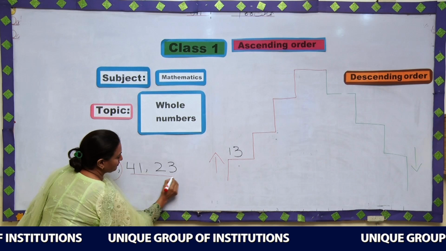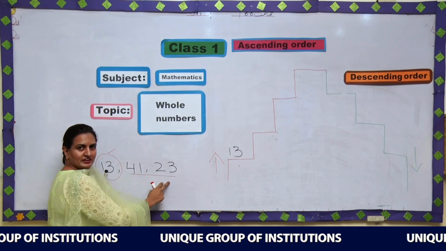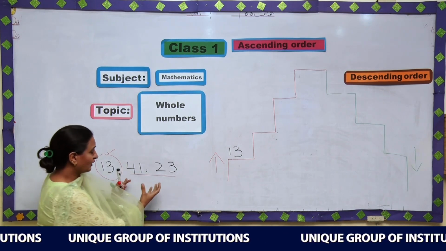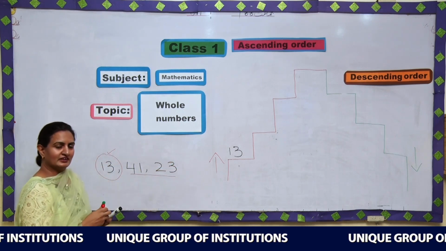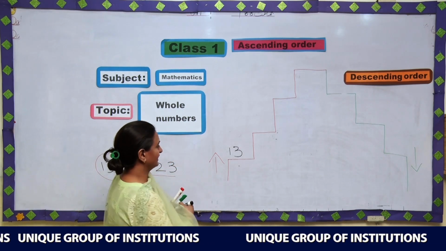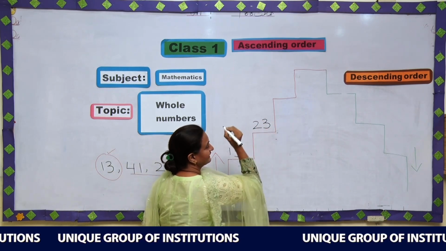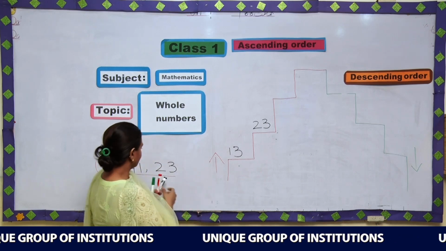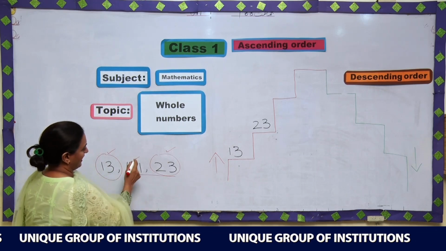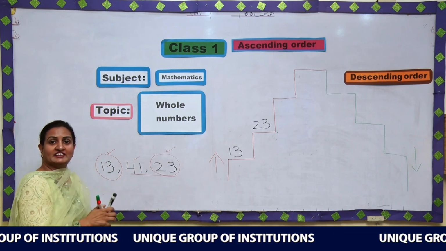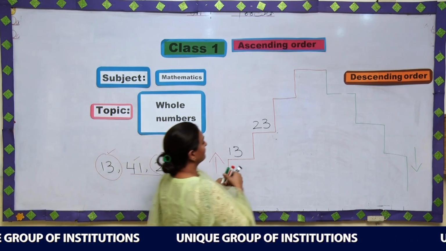Now two numbers are left, 41 and 23. Which is the smaller of 41 and 23? Definitely it is 23. Then we put 23 above 13 like this. After 23, the last number left is 41. It is the greatest number among these three numbers. This is 41.